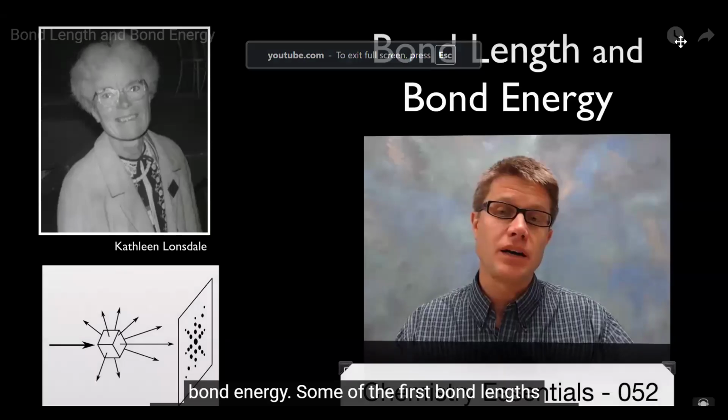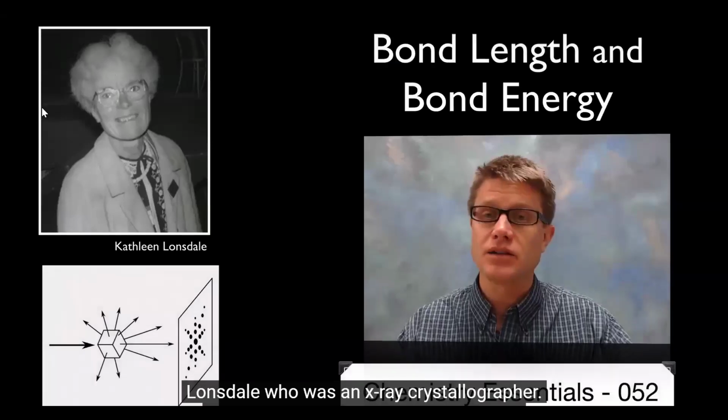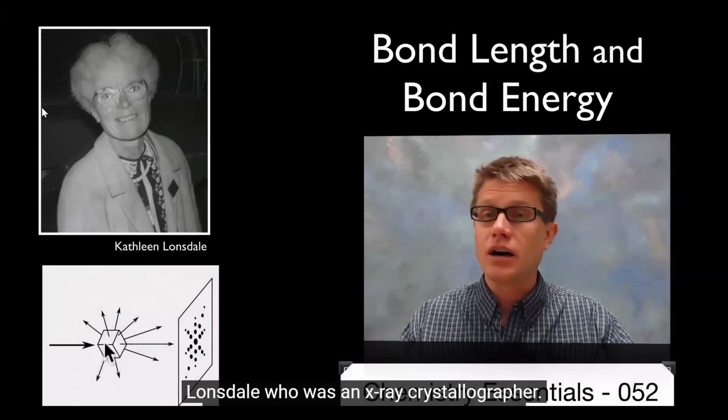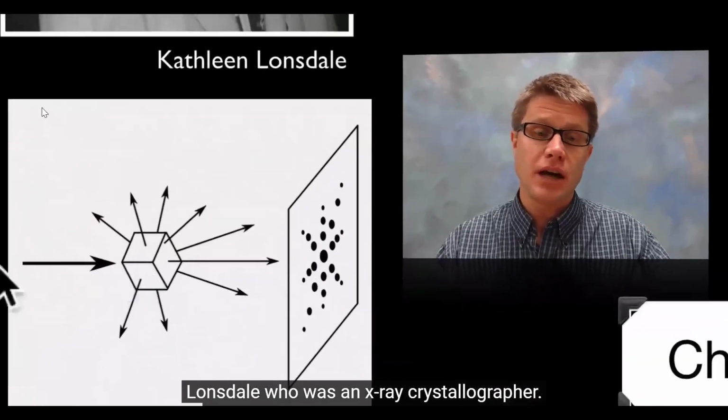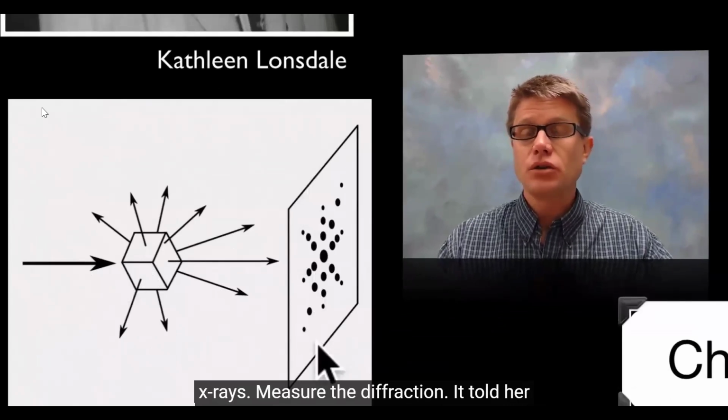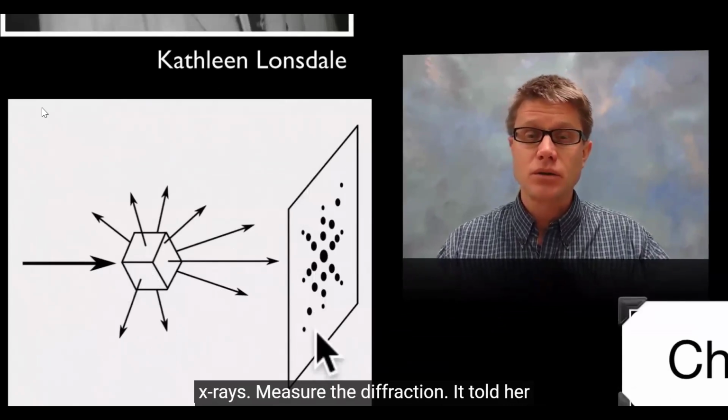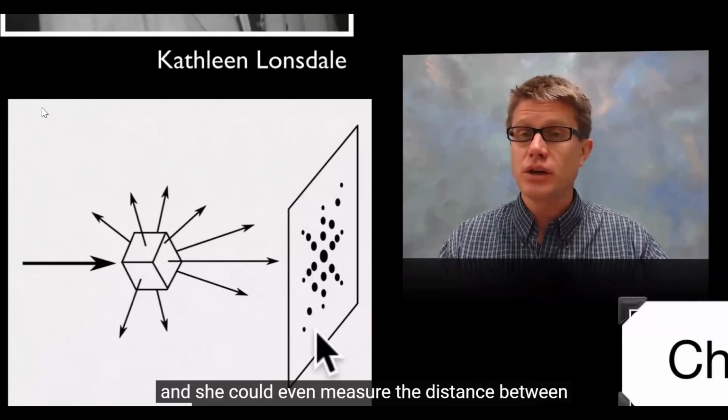Hi, it's Mr. Anderson, and this is Chemistry Essentials Video 52. It's on bond length and bond energy. Some of the first bond lengths ever measured were measured by scientist Kathleen Lonsdale, who was an X-ray crystallographer. She would put a solid crystal in front of X-rays, measure the diffraction. It told her a lot about the structure of that molecule, and she could even measure the distance between atoms.